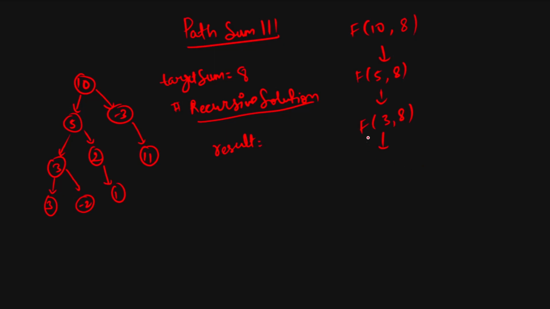So now from here I have checked without including. Now I will check with including. If I include this 3, what will be my path?